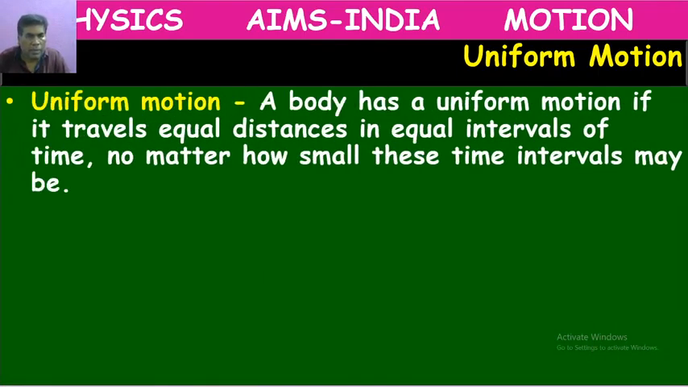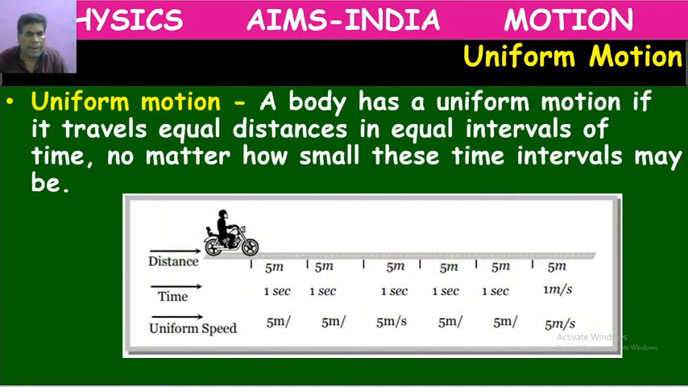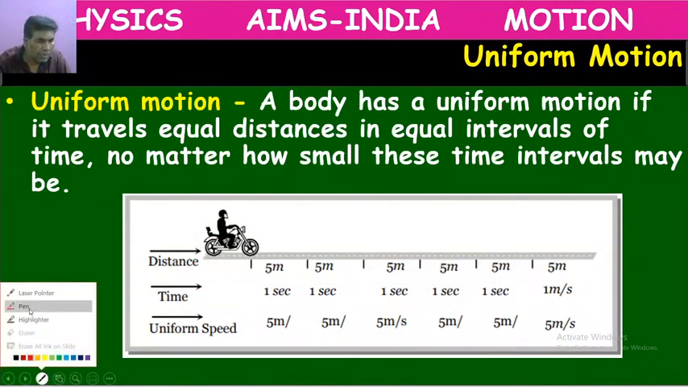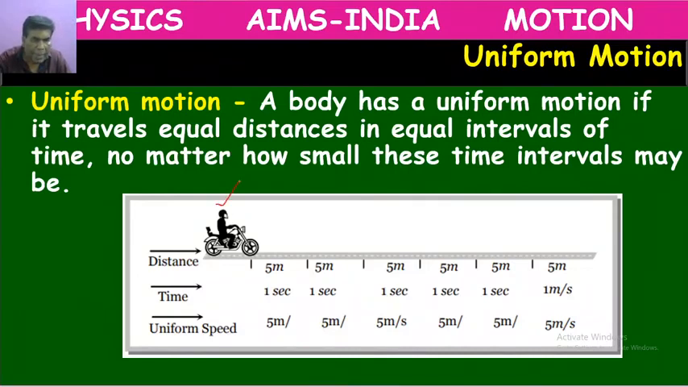So if you observe this picture, what does it represent? A bike. A person is on a bike. He is traveling on a straight road in the forward direction. So we have this diagram here. Here distance they have given, time they have given, uniform speed they have given.